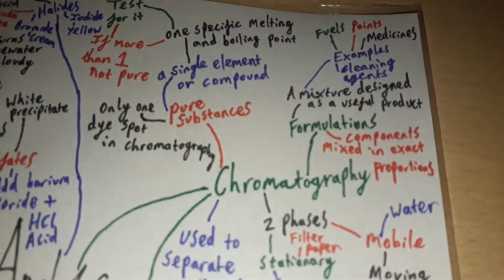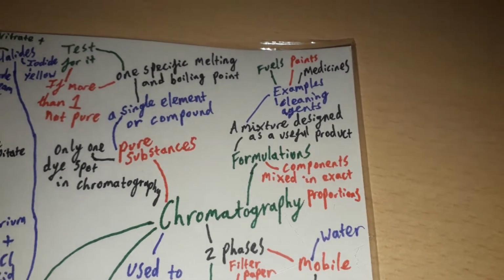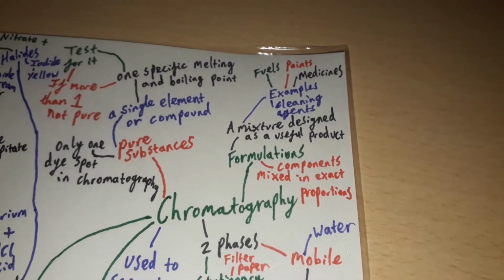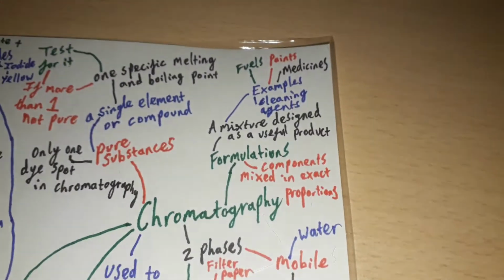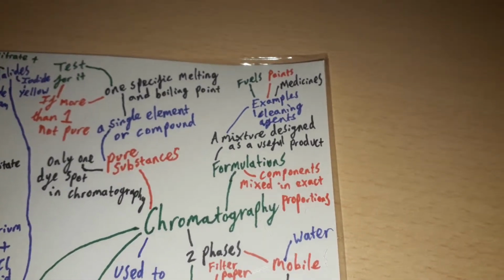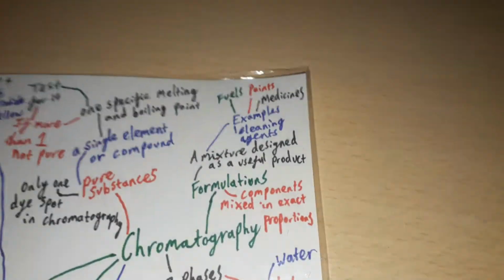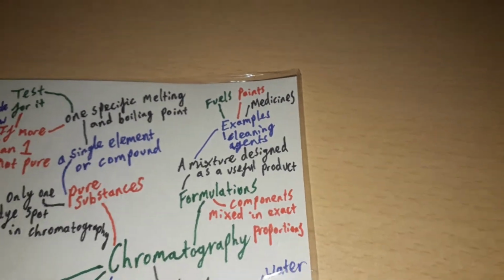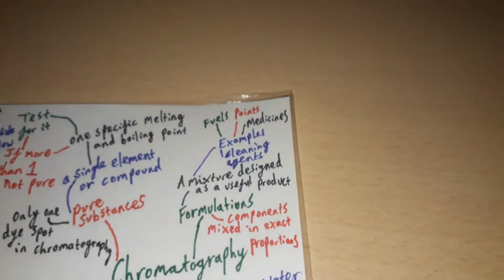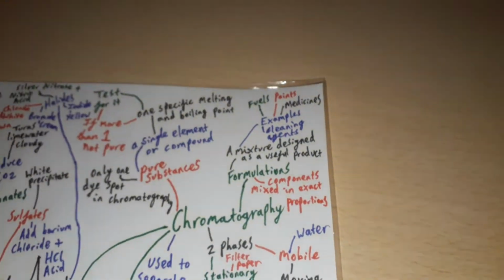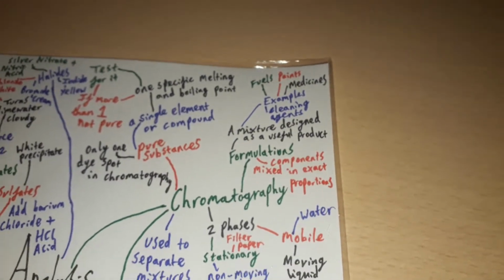Next let's look at formulations. A formulation is a mixture designed as a useful product. An important thing about formulations is that components are mixed in exact proportions, because we want to get these exact properties and exact attributes for what we want to make, to do a specific job. Some examples of formulations are fuels, paints, medicines, and cleaning agents. A lot of these are used very specifically, so we want them to be a very certain thing.